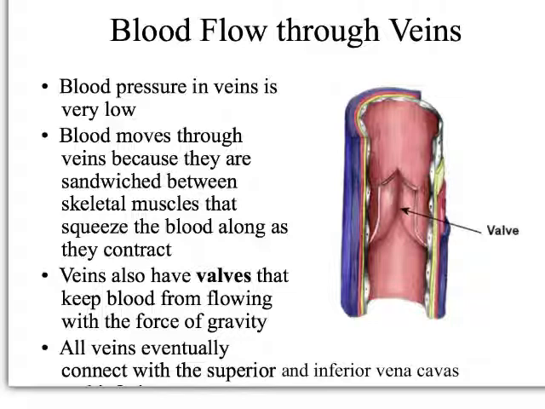Veins actually have valves within them, okay, that prevent the backflow of blood back down with the force of gravity. So these valves are going to prevent the backflow of blood and make sure that blood only goes in one direction through the veins. So all of the veins in the body are eventually going to connect with each other and connect with the superior and inferior vena cavas that are, again, remember, going to dump the blood into the right atrium of the heart for recirculation.